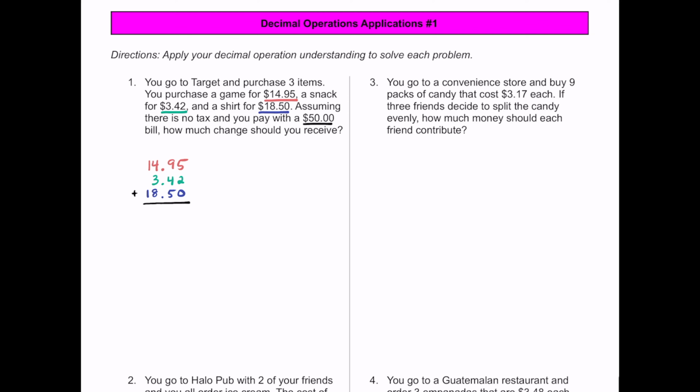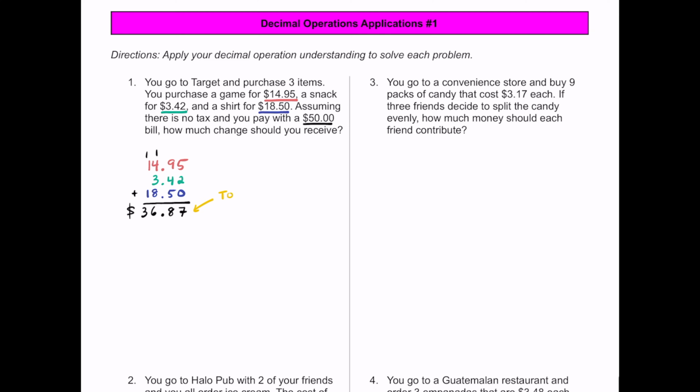And so 5 plus 2 is going to be 7, 7 plus 0 is going to be 7. And then 9 plus 4 is going to be 13, 13 plus 5 is going to be 18. We're going to carry the 1. This decimal is going to come straight down, okay? And then 1 plus 4 is going to be 5, 5 plus 3 is going to be 8, 8 plus 8 is going to be 16. So we'll put a 6 here and carry the 1. 1 plus 1 is 2, 2 plus 1 is going to be 3. So it looks like we're going to have $36.87.